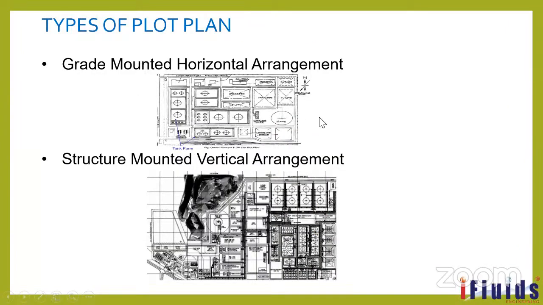The types of plot plan available are grade mounted horizontal arrangement, and second, structure mounted vertical arrangement. Grade mounted means all of the equipment, whether vessel or pump, will be located at FG, finished ground level itself. Structure mounted means we build one above the other, when there is a space constraint or the process requires one above the other. In grade mounted, everything will be mounted on the floor, that means on the concrete, PCC or RCC.